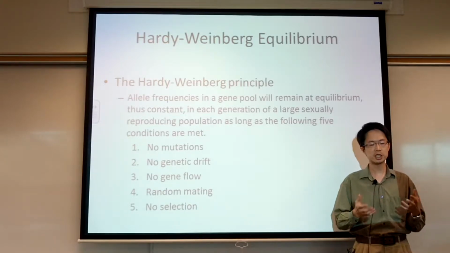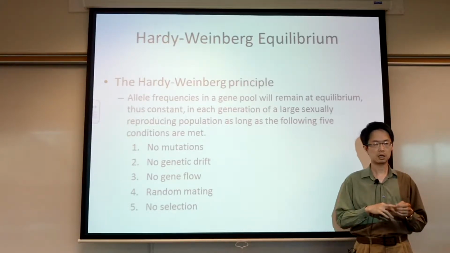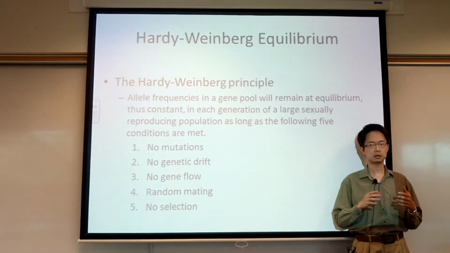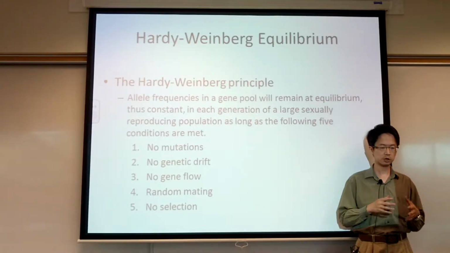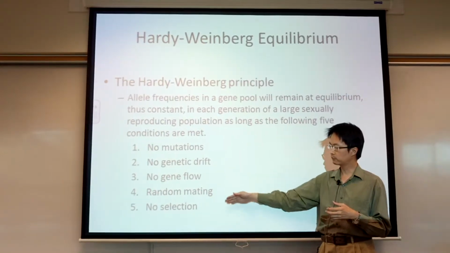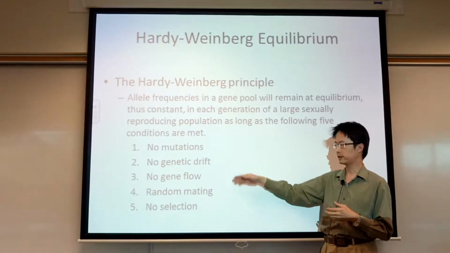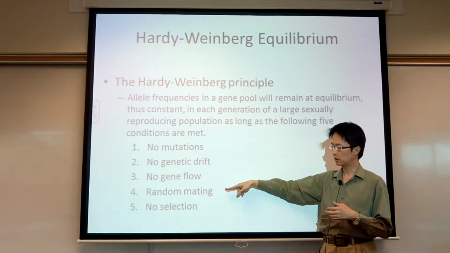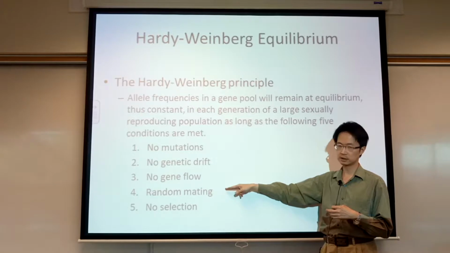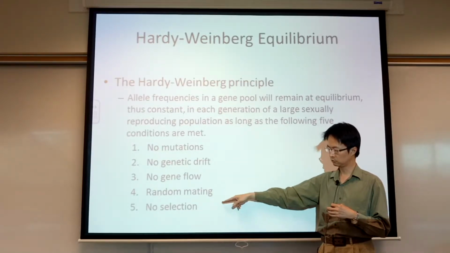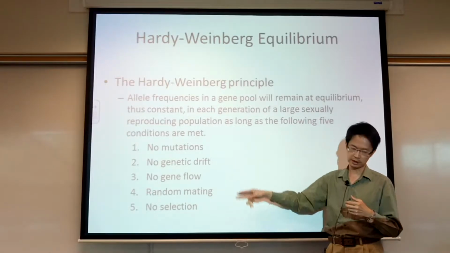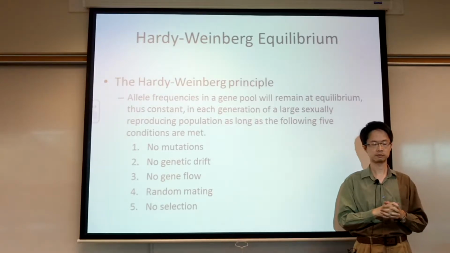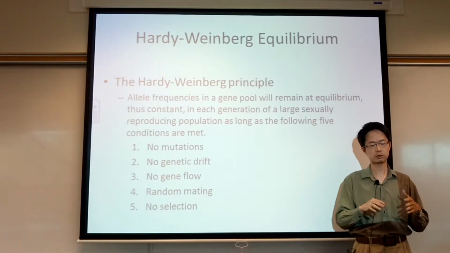When will a population achieve Hardy-Weinberg equilibrium? When will a population not have any evolution occur? When all 5 conditions are met. So when there's no mutation, no genetic drift, no gene flow, there is random mating, and no selection. When all these 5 conditions are met, then the population will not have any evolution and they reach an equilibrium.